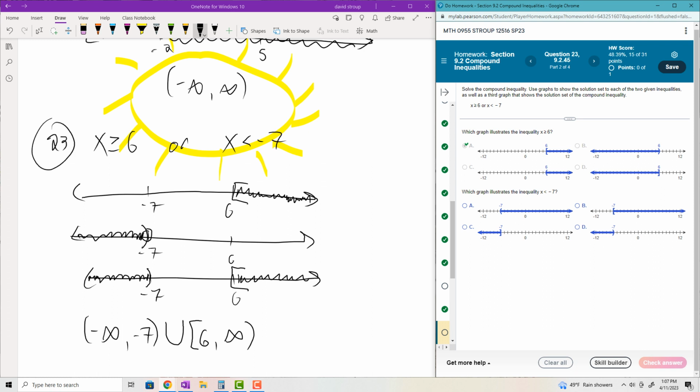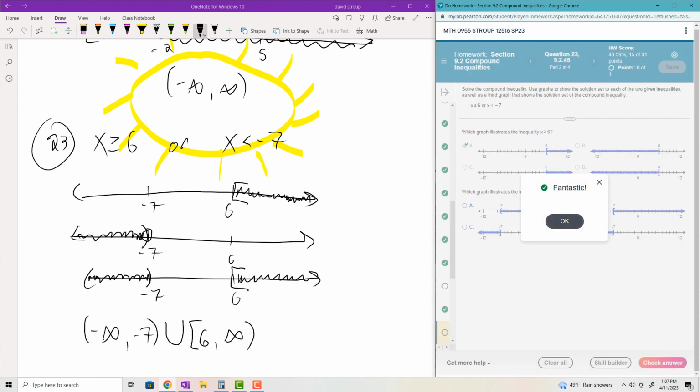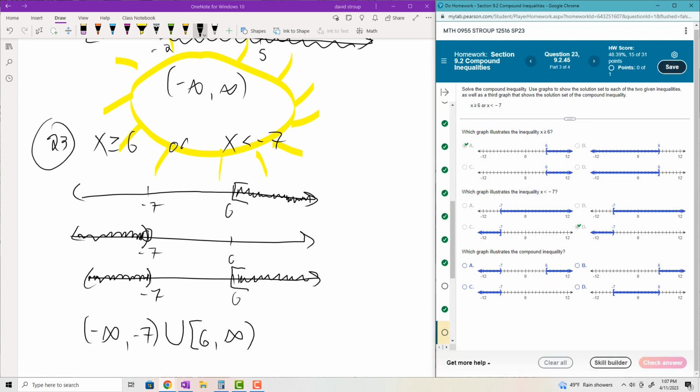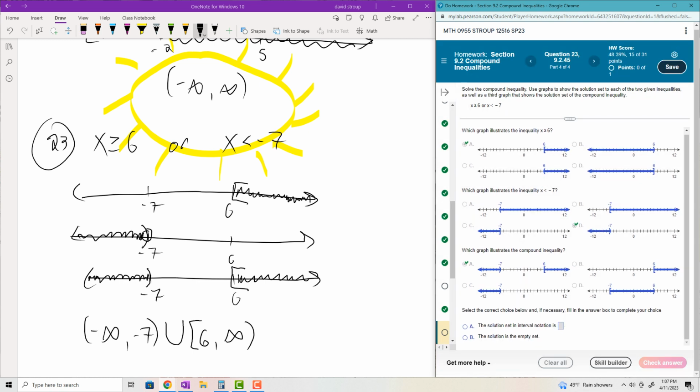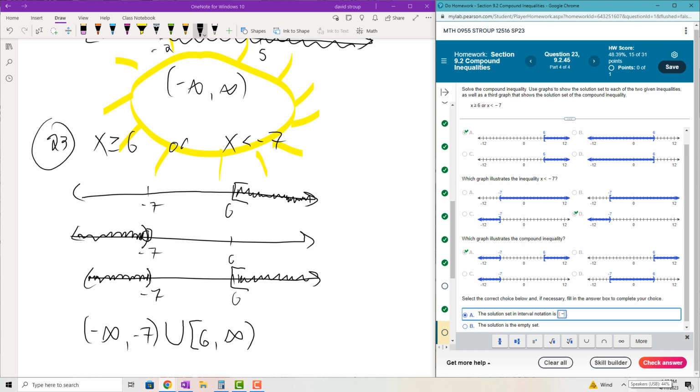Negative, everything less than negative 7. Whoops, hold on. That's D. And then the compound inequality is the one with the hole in it there. Okay. And then to put it in interval notation, I go parentheses, negative backslash inf, comma, negative 7, parentheses.